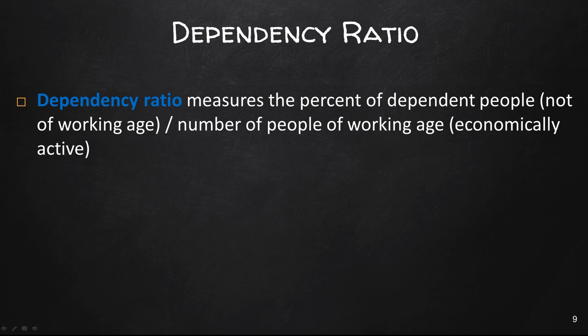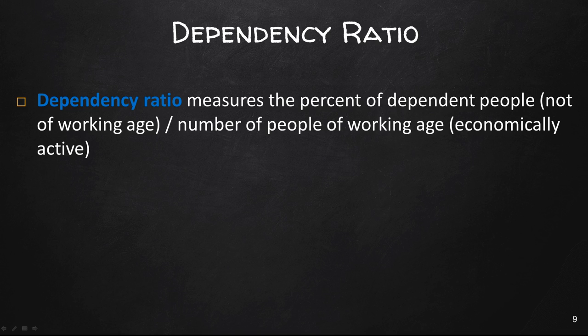So now let's turn our attention to dependency ratio. Dependency ratio measures the percentage of dependent people, not of working age, divided by the number of people of working age. These are the economically active people. People considered not of working age are those under the age of 15 and those over 65 years of age. Therefore, people of working age are those between 15 and 65.